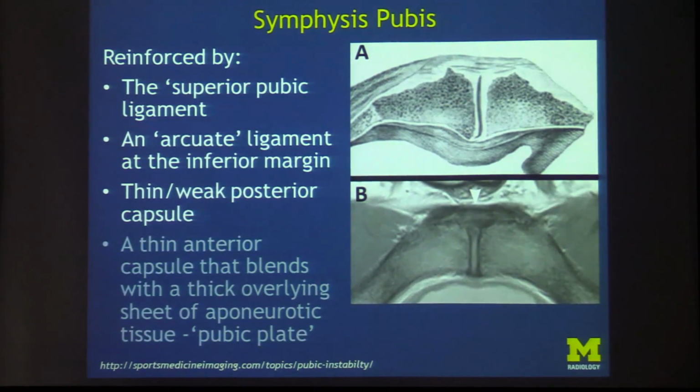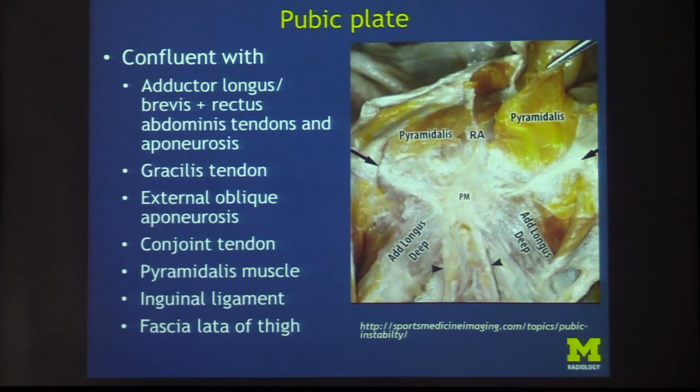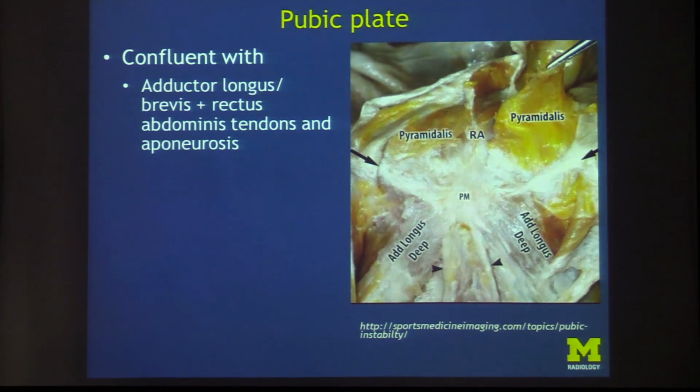But I want to emphasize one structure. There's a thin anterior capsule anteriorly that blends with a thick overlying aponeurotic sheet. And this is called the pubic plate in the center, okay? And this pubic plate is confluent with multiple structures. But again, I want to emphasize 3 structures. You've got the rectus abdominis tendon, you've got the adductor longus tendon, and the intervening layer called the aponeurosis. And this is called the rectus abdominis adductor aponeurosis.